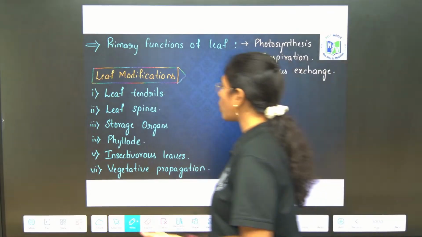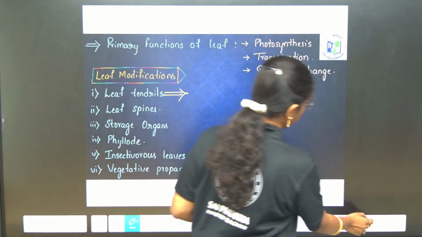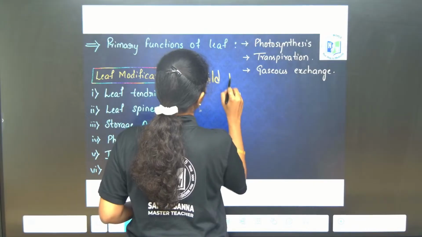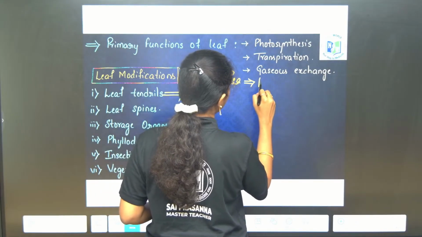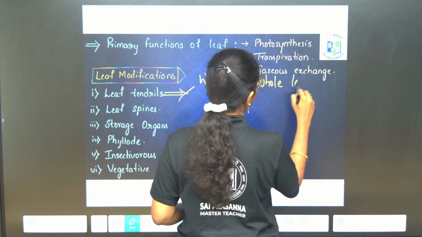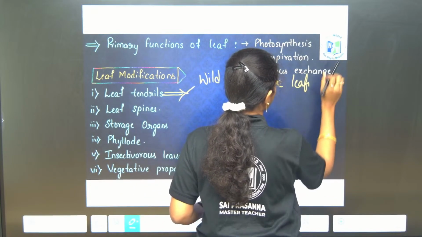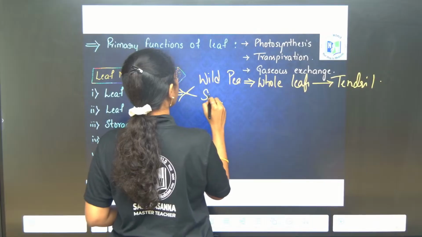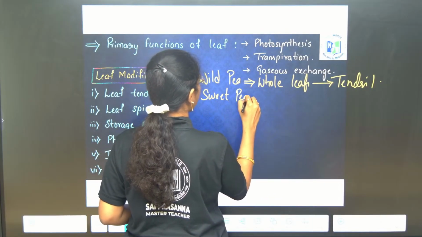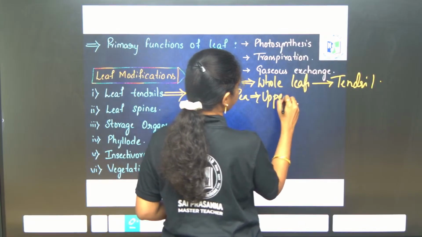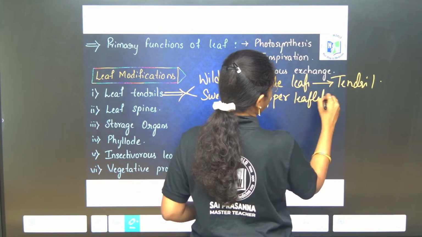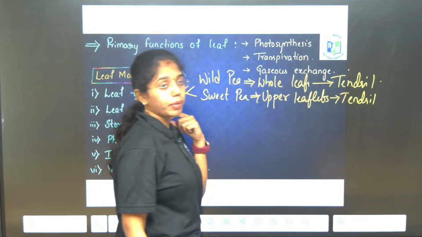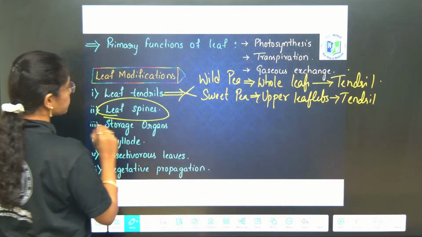First, leaf tendrils. What are the examples for leaf tendrils that we have seen? Wild pea and sweet pea, right? In wild pea, the complete leaf is modified, the whole leaf is modified to tendril. Whereas in sweet pea, only the upper leaflets are modified to tendril. Here when the whole leaf is modified, what is performing photosynthesis? Stipules, right?